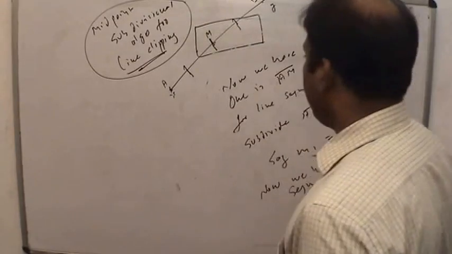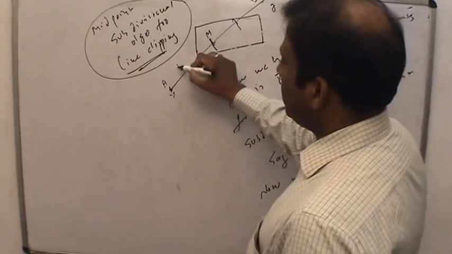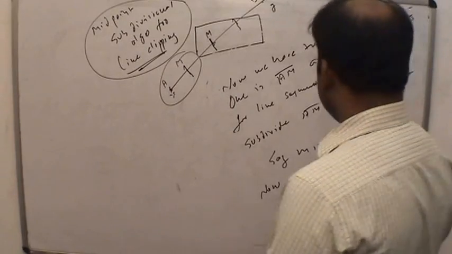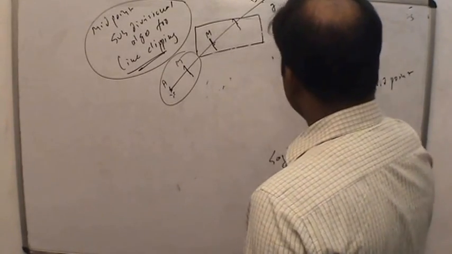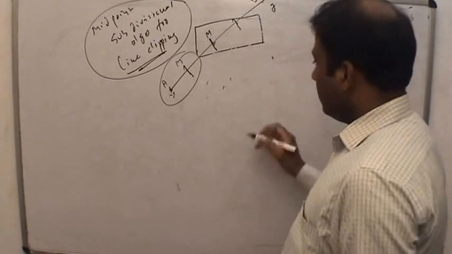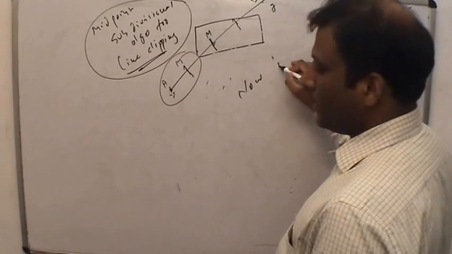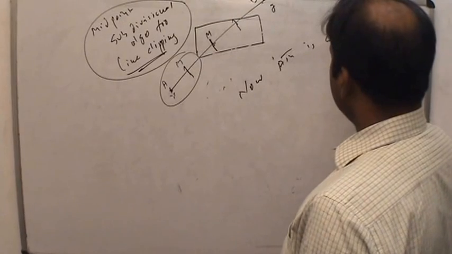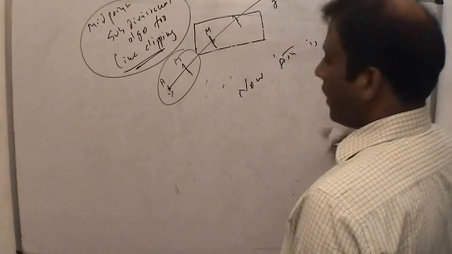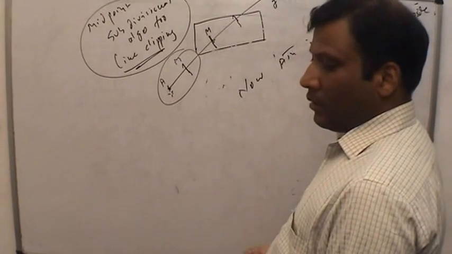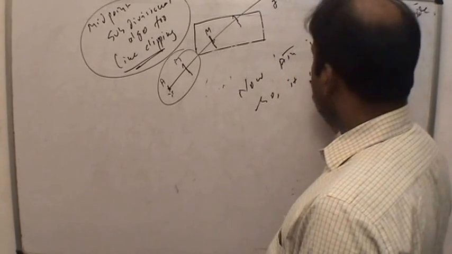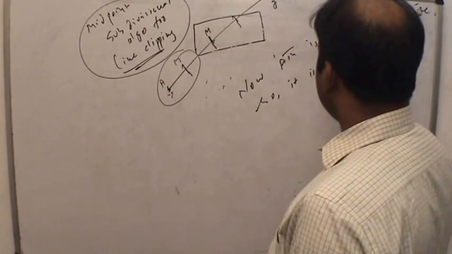Now here you look. Now AM is this, and you see the AM is completely outside of the clipping window. Now you see AM is completely outside, so it is discarded.